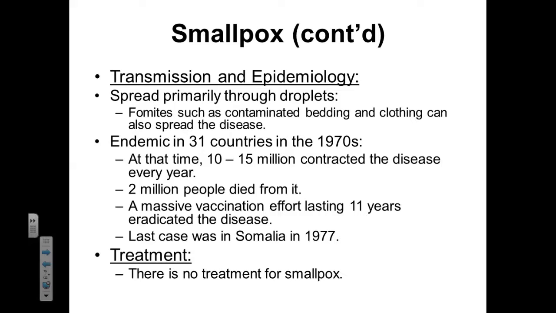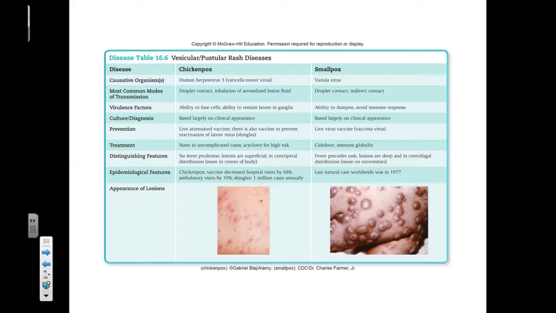It was endemic in 31 countries as recently as the 1970s. At that time, 10 to 15 million people contracted the disease every year, and 2 million people died from it every year. The massive vaccination effort lasted 11 years and eventually eradicated the disease, with the last confirmed case in the wild in 1977. There is no treatment for smallpox. Our best bet is prevention.